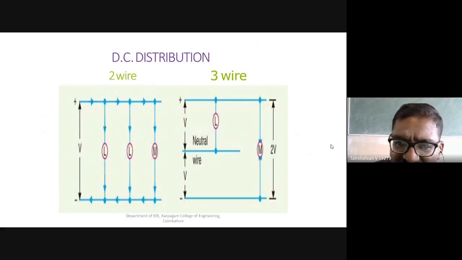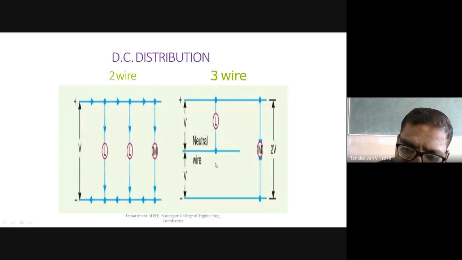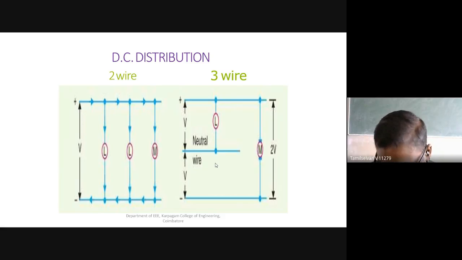Two-wire system means we have positive and negative, which is connected to the various loads or a motor. That is the two-wire system. Three-wire system means we will have a neutral wire as well. In the two-wire system, the voltage is between positive and negative. In the three-wire system, we have 2V across the outer wires because of the neutral wire. We will see how our two-wire as well as our three-wire system work.